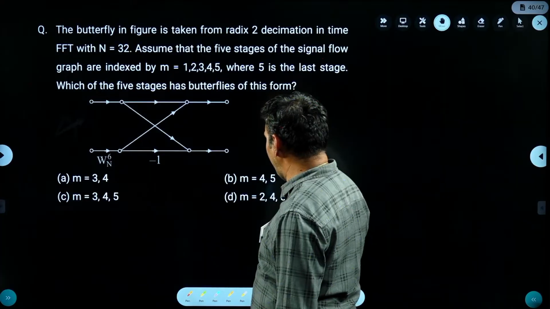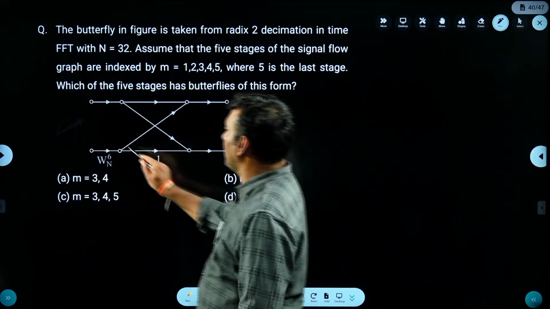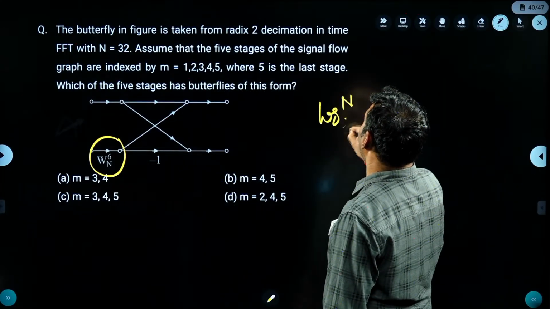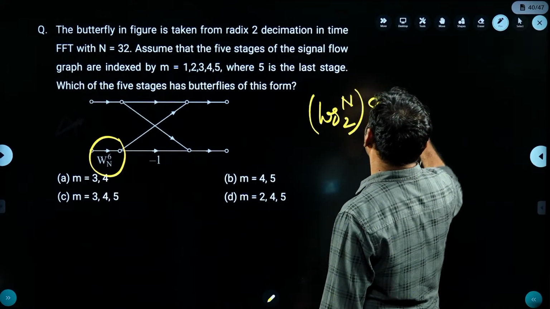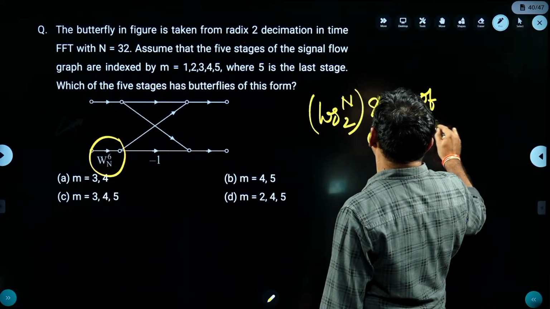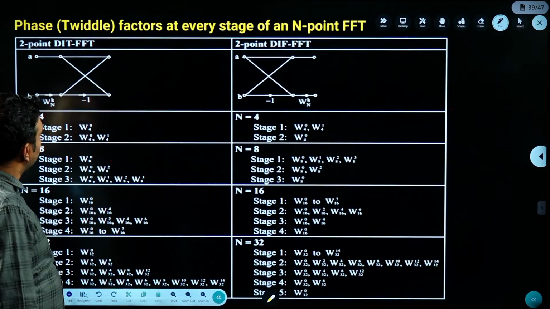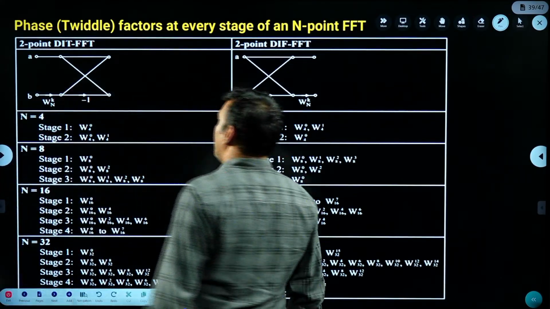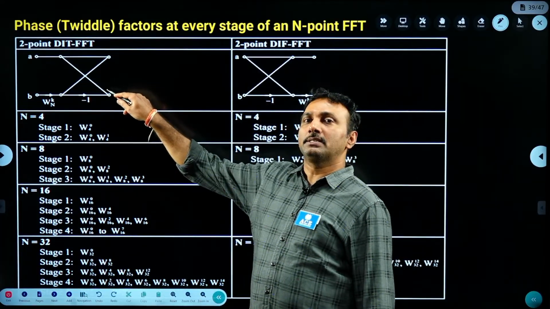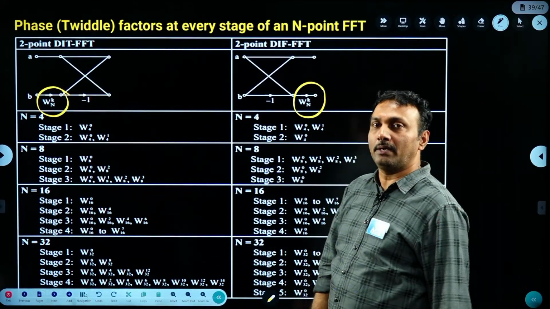The given butterfly: this particular phase factor will exist in which stage? Log n base 2 stages of decimation will be there generally. So you can answer in which stage this particular phase factor will exist based on this. Generally in FFT there are two types of algorithms, DIT and DIF. Decimation in time means phase factors are multiplied before. Decimation in frequency, phase factors are multiplied after.